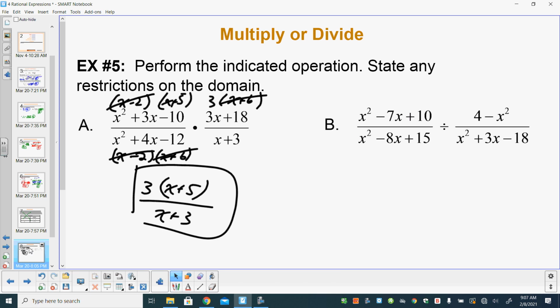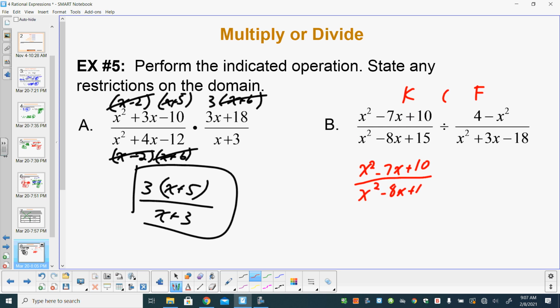Let's look at the next one. So what's step one before I can start factoring? KFC. All right, I'm going to keep it, change it, flip it. So x squared minus 7x plus 10 over x squared minus 8x plus 15. Change to multiplication. Flip the second fraction. Nope. You end up canceling things that shouldn't have been canceled.